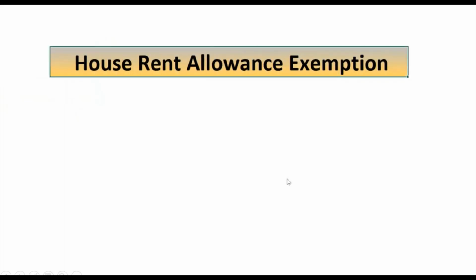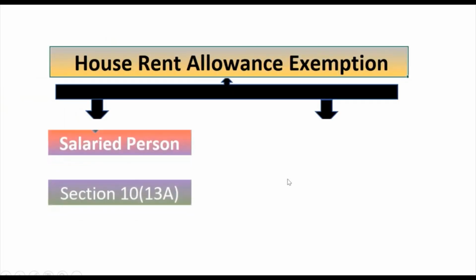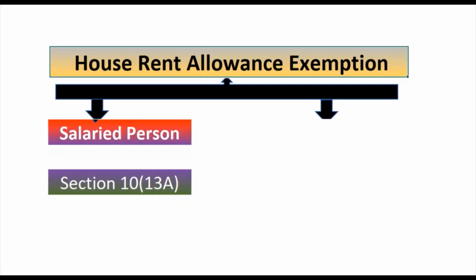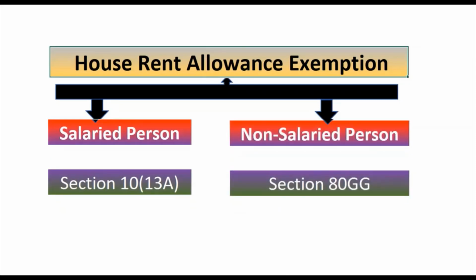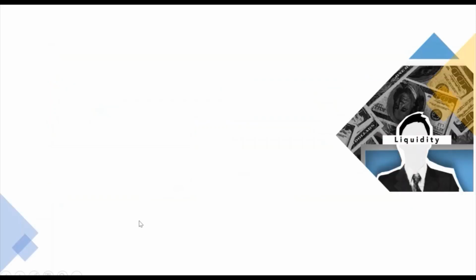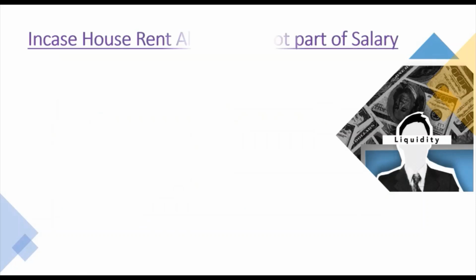Here I have categorized the HRA exemption for a salaried person, which is covered under section 10(13A), and another for a non-salaried person, which is under section 80GG. So here, salaried persons as well as non-salaried persons, or those who have no HRA component in their CTC, can all take the benefit of HRA exemption. Here we will see first those individuals who have no HRA component in the CTC.